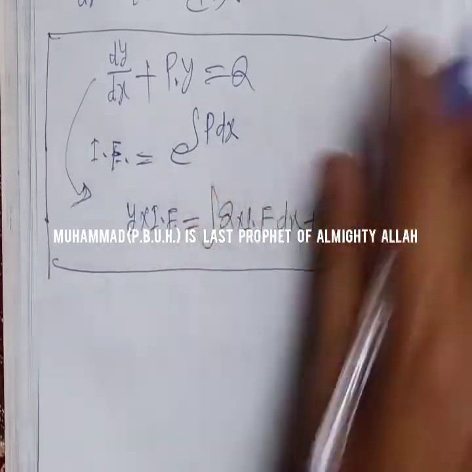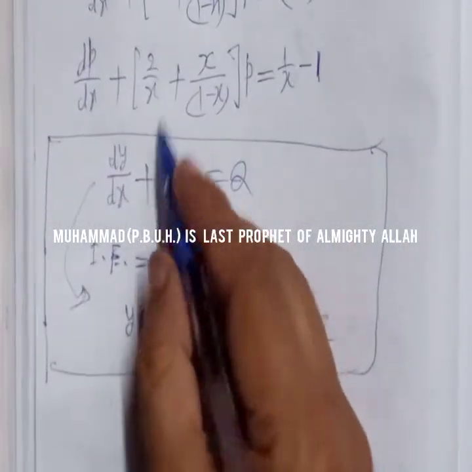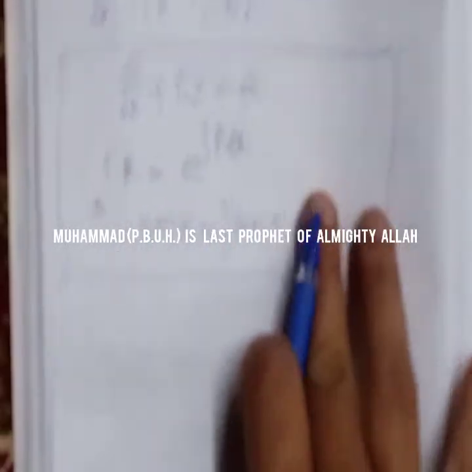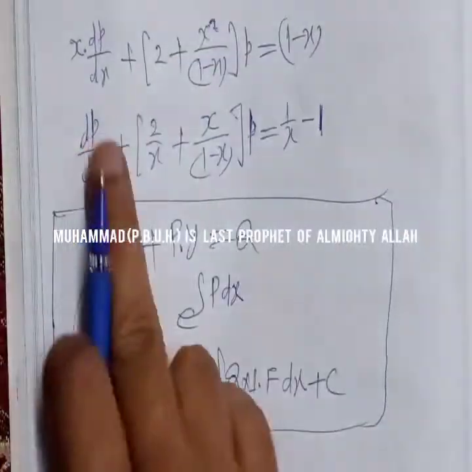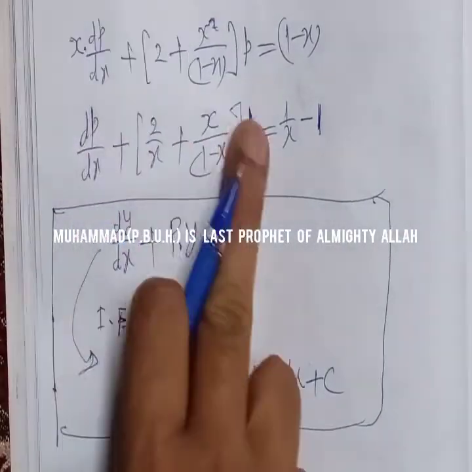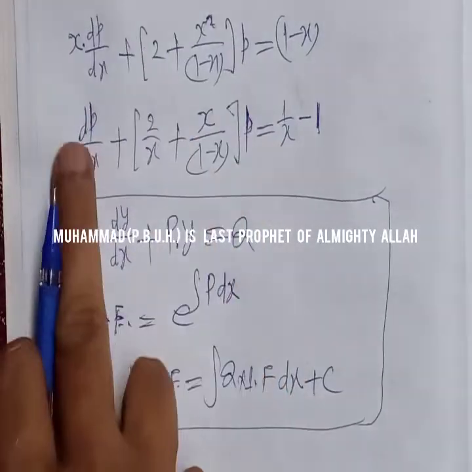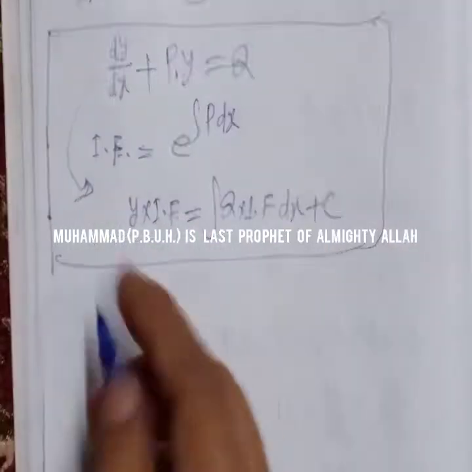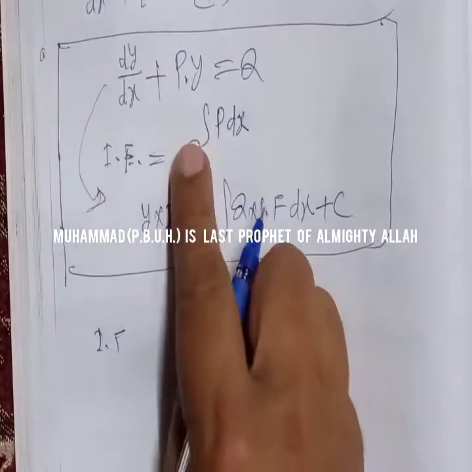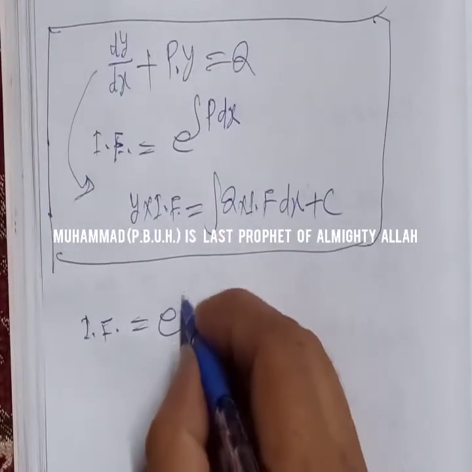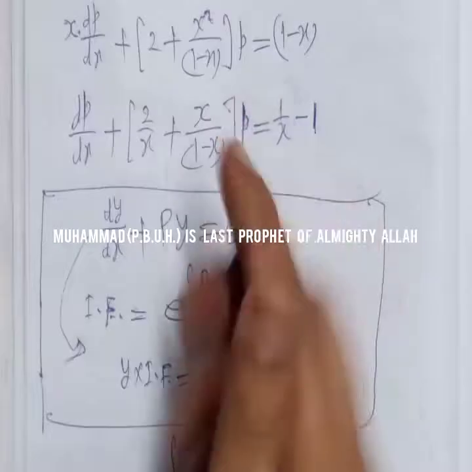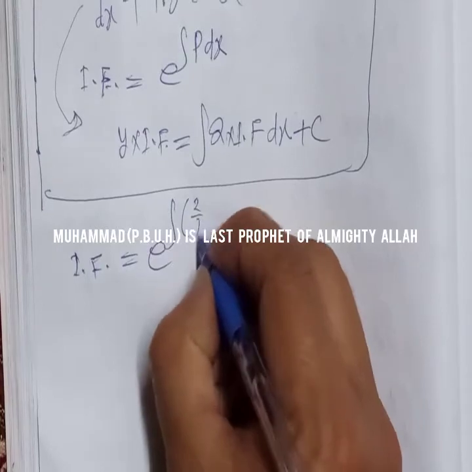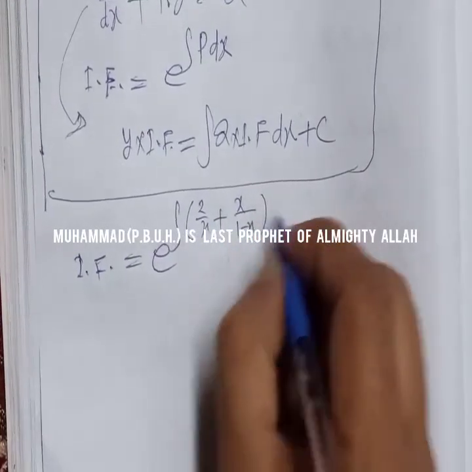So first of all, we collect the value of P, which is the coefficient of y. Here y is the dependent variable, but in our case small p is the dependent variable, so the coefficient of p is capital P, so that I can find the integrating factor by applying this formula. Integrating factor is equal to e to the power integral of P dx. P I have already said is equal to 2 upon x plus x upon 1 minus x.